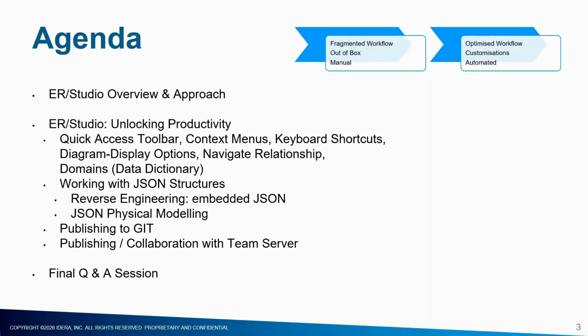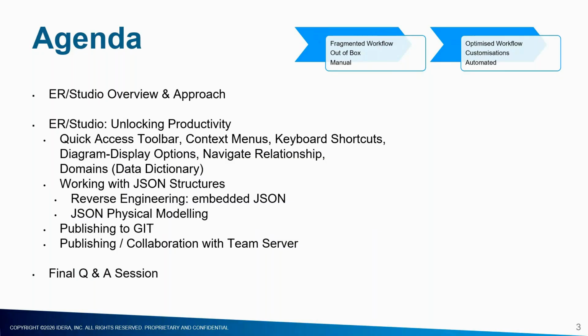Taking that forward to the next stage, once we have our models and we're looking to generate something from them, whether that's SQL code or JSON code, one of the things we've added recently is the ability to integrate directly with Git to do that. Again, we'll talk about the configuration needed and how that can be set up. Finally, we'll take a very quick look at how we can also publish the contents of the models out to ERStudio Team Server. We'll leave a little bit of time at the end for any additional questions that people think of.